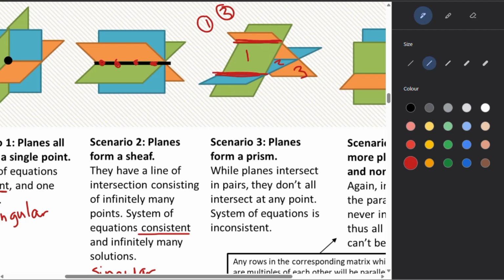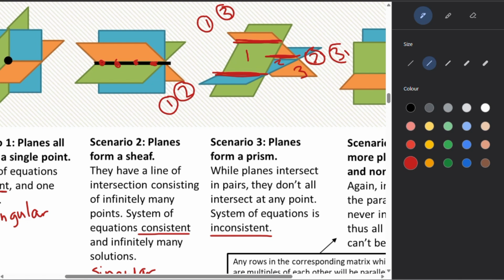Here we have 1 and 2, which have solutions that satisfy both those planes, but they do not satisfy plane 3, the orange plane. And then same thing with this one. 2 and 3 have solutions which satisfy both of them, but they do not satisfy plane number 1. So, as I said, they intersect in pairs. The solutions will be consistent for 2 of the equations, but not all 3 of them. So there's no point where a solution satisfies all 3 planes.